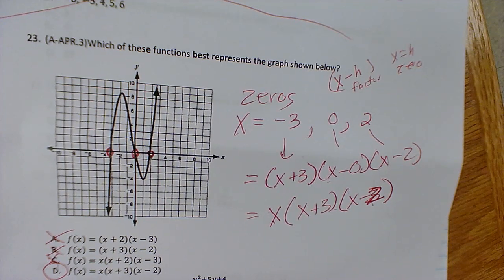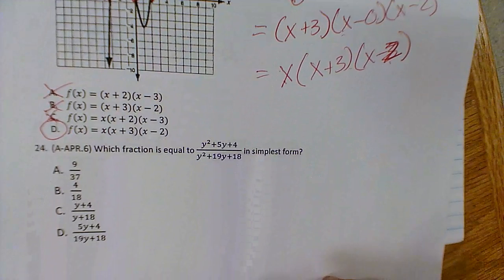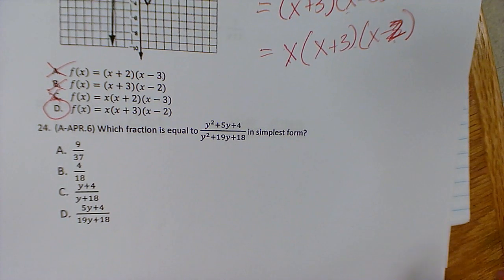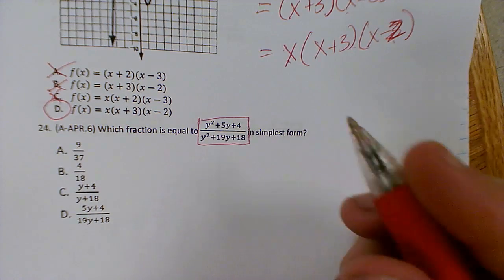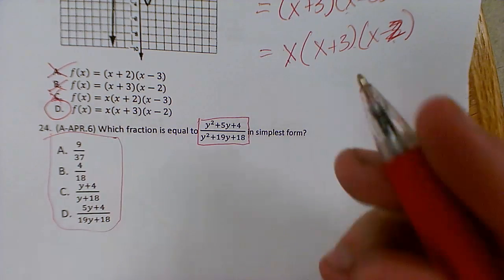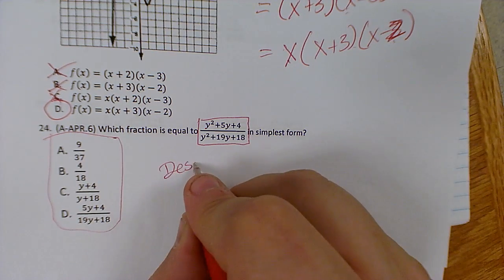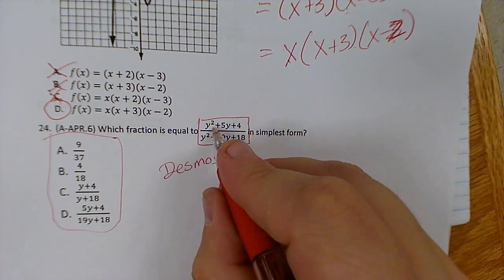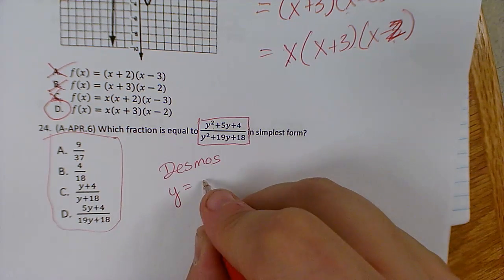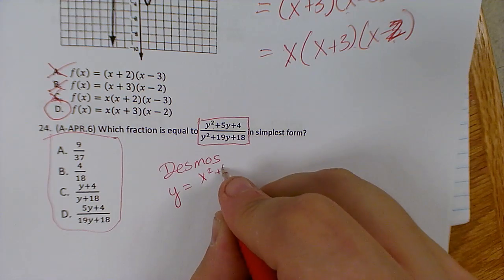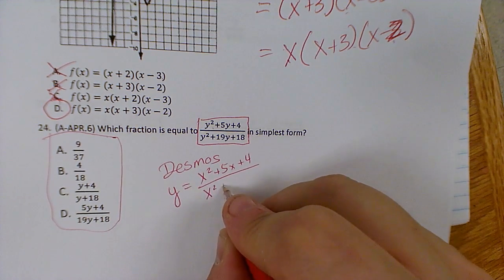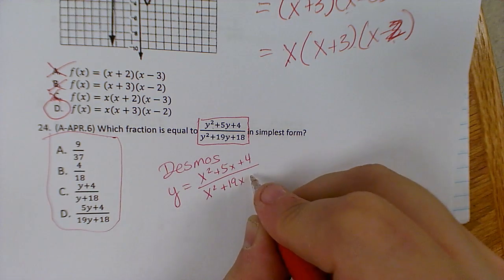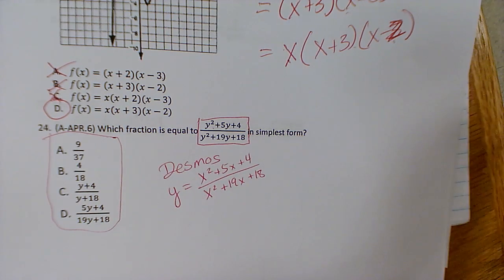Alright, I'm going through this kind of quickly, but we're going to look at 24. It says which fraction is equal to this in its simplest form. So whenever you get a problem like this, and you have answer choices, what you can do is use Desmos and type in this, but we're going to change it to y is equal to x squared plus 5x plus 4. So we're going to change whatever variable it is to x and we're going to plug this in Desmos, and it's probably going to be some weird looking graph.